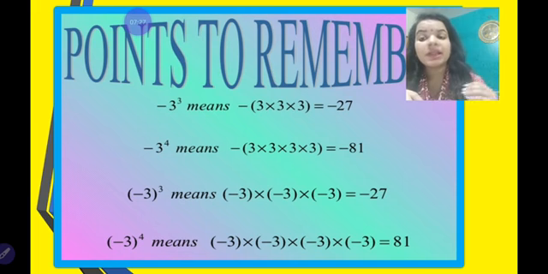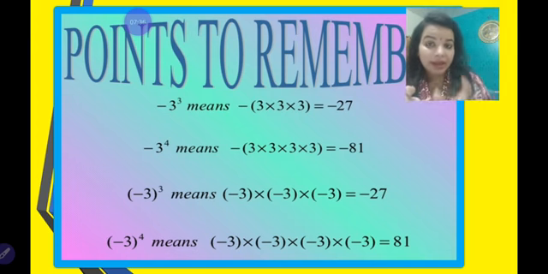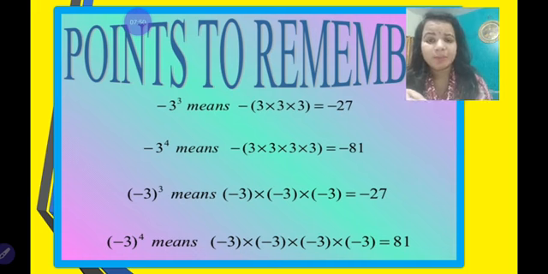Children, here see the last one, (minus 3) whole to the power 4. Here minus 3 is written inside bracket. So this means minus 3 is your base. You are multiplying minus 3 4 times. So it will be minus 3 into minus 3 into minus 3 into minus 3, and you will get your answer as 81.